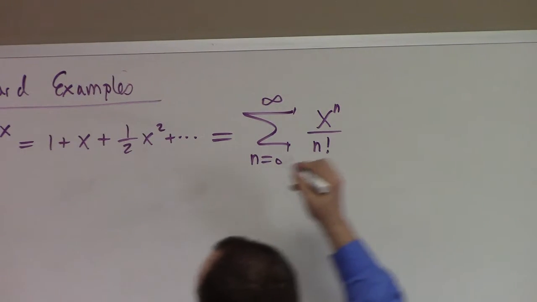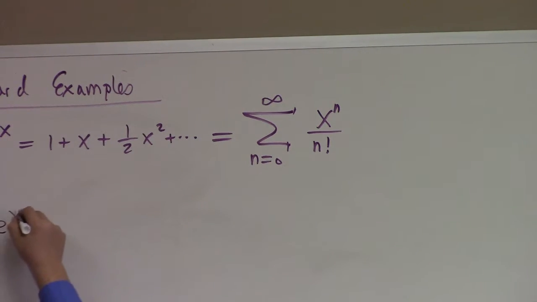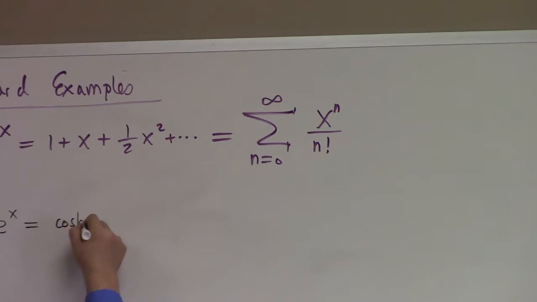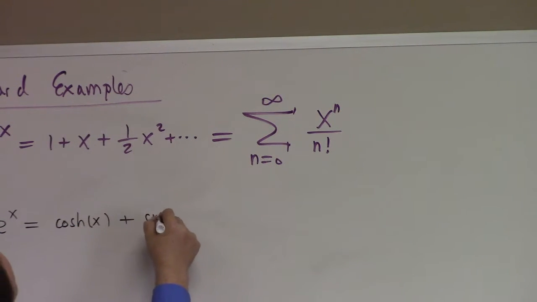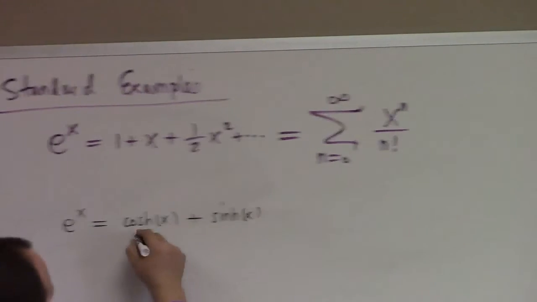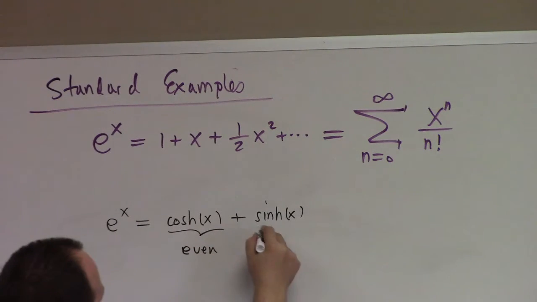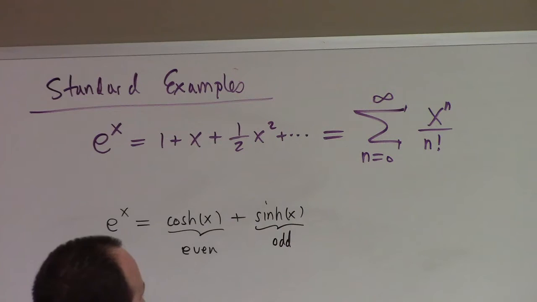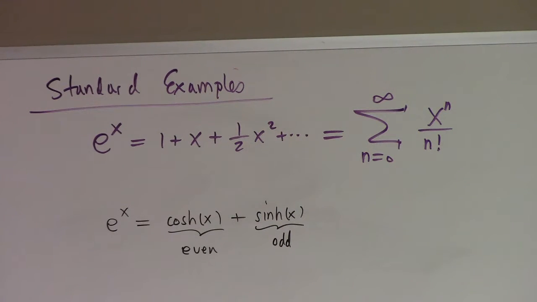Check this out. We know that e to the x is equal to cosh x plus sinh x, right? So this is the even piece. This is the odd piece of the exponential. Fun fact for you: the Maclaurin series of an odd function has only non-trivial odd terms in the power series expansion. The Maclaurin series for an even function has only non-trivial even power terms.